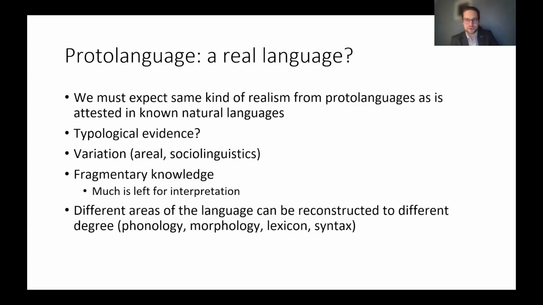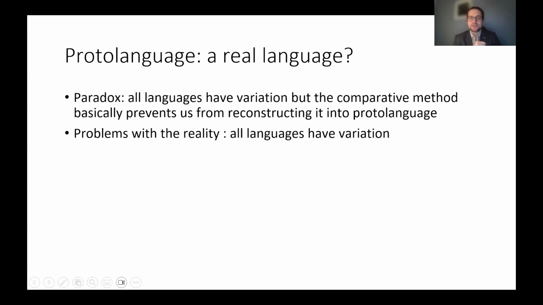For example, phonology often can be reconstructed in much more detail than, for example, syntax. Variation is a major issue: all languages have some kind of real variation, social variation, but we can't really reconstruct that into a proto-language.